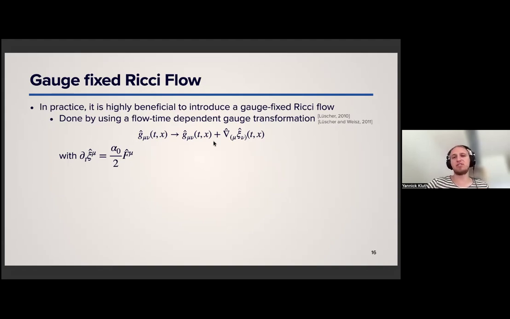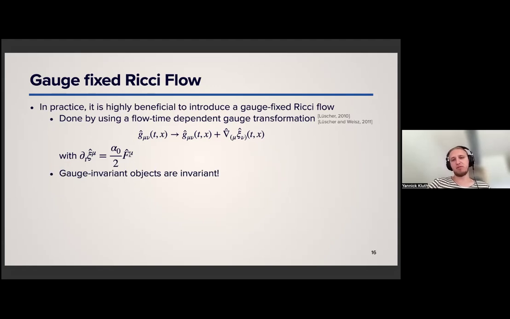The idea is simply that you do a flow time dependent gauge transformation. So we just say that our flowed metric here is transformed by a diffeomorphism transformation, with psi now being t dependent, and the t dependence is explicitly given here. We have a gauge fixing parameter alpha naught and a functional f that's in principle arbitrary. In practice, we will choose it to be a very similar form as the standard de Donder gauge fixing of gravity, and we can work with that.